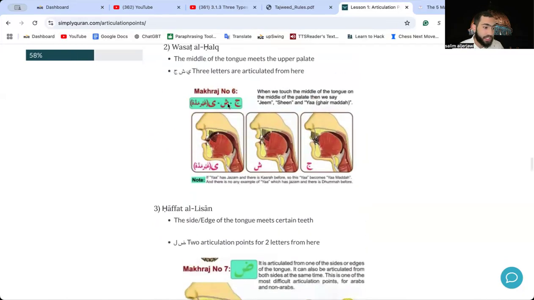So let's see. Yes, jim, ij, ij. If you notice, ij, the middle of the tongue is rising and touching the upper palate. Ij, ish, ish, ee, ee. Now, even though they have the same exit, they are totally different. Technically they're the same exit, but totally different criteria.